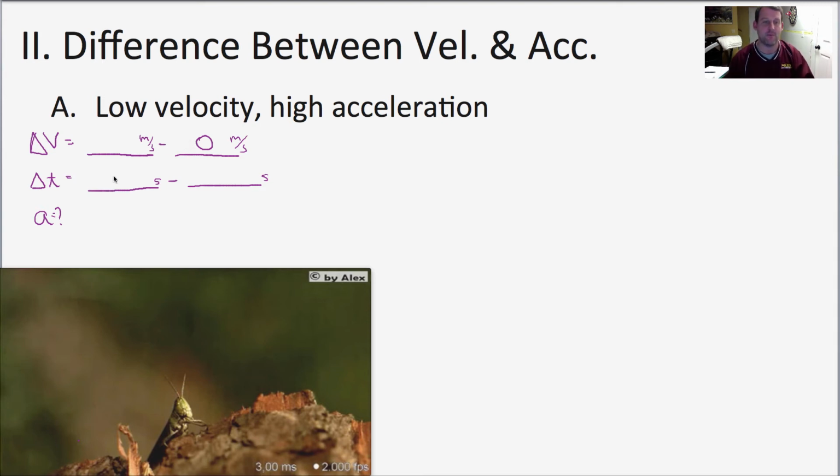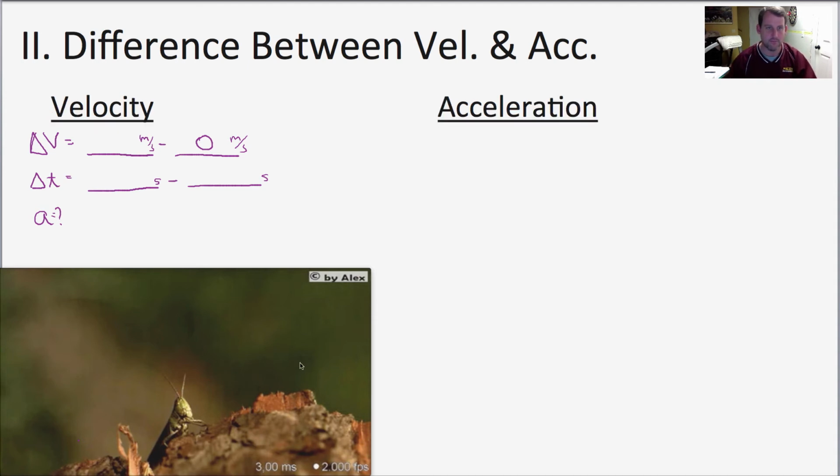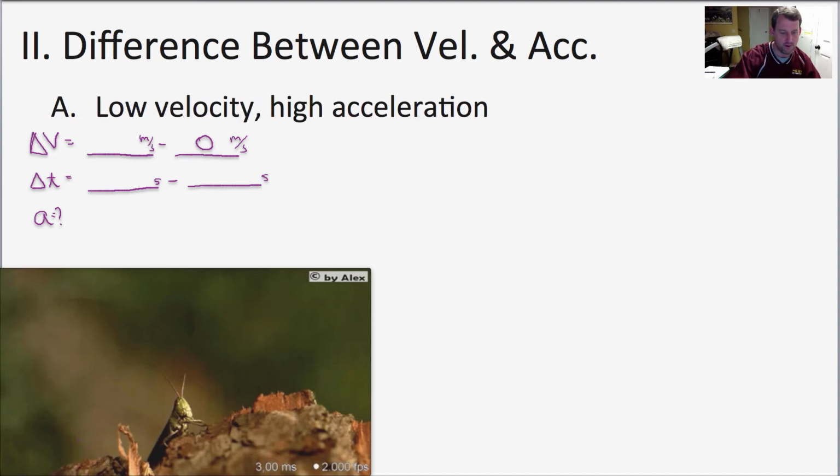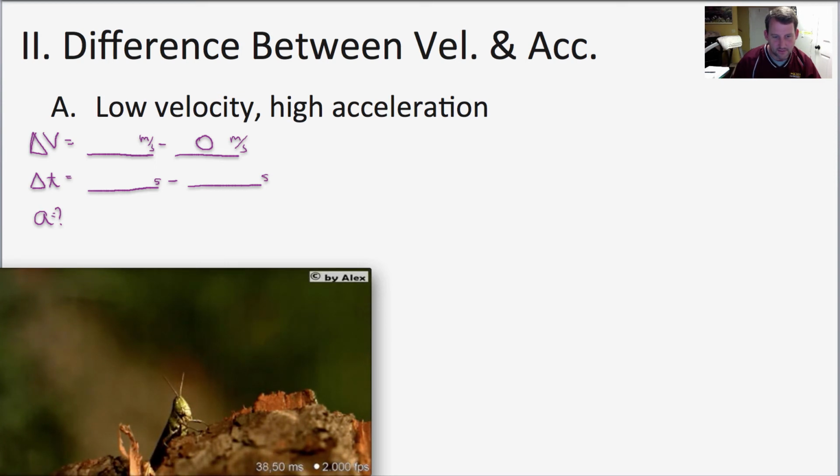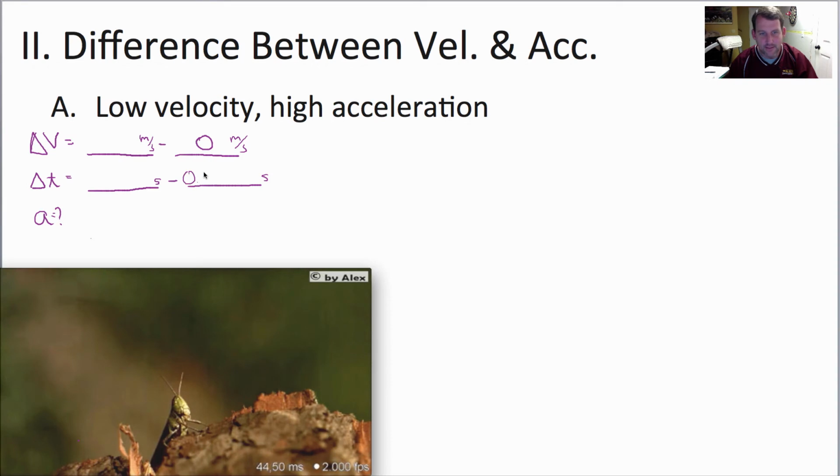And then for our time, we need to find the starting time and ending time, and we can use our video for that. So what I'll do is I'll move the video forward until he just starts to jump. So you can see his little legs are getting ready, and right there, he just starts to push. So that's our starting time. 0.0445 seconds. Now you'll notice in the video that those are milliseconds, and that's why I put it into 0.0445 seconds. And that's our starting time.